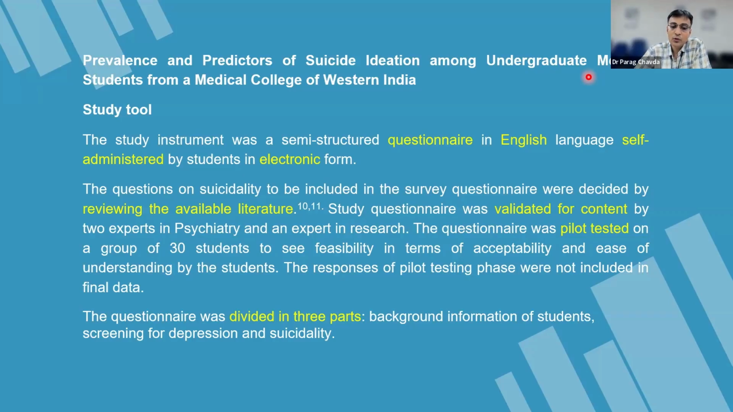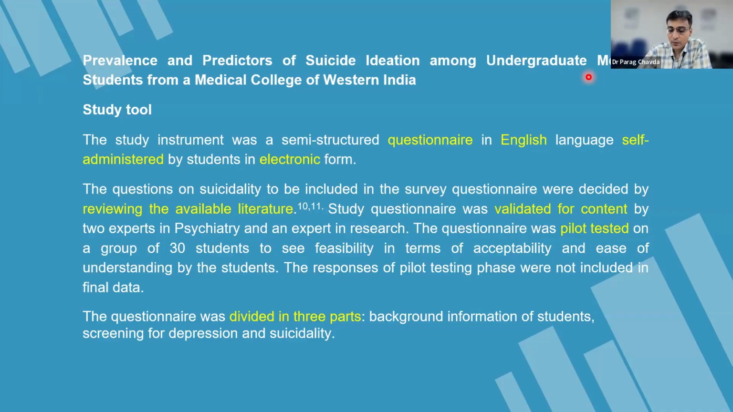The questionnaire was pilot tested on a group of 30 students. So we have also mentioned the numbers, right? You can mention the number of students you are expecting to pilot test among, to see feasibility in terms of acceptability and ease of understanding by the students. The participants are students in this case. Responses of the pilot testing phase were not included in the final data. The questionnaire was divided into 3 parts: the background information, screening on depression, and suicidality.